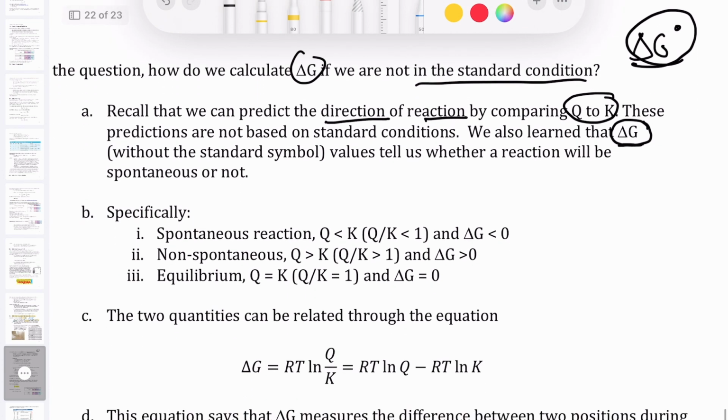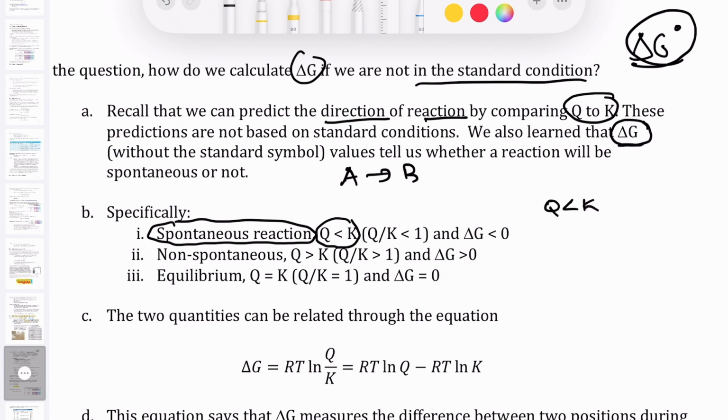So we can put both of the quantities together and try to relate them in an equation. Specifically, if we have a reaction A goes to B, spontaneous means it's going to go towards B on its own. We know that the Q should be less than K when we calculate it. If Q is less than K, that means Q over K should be less than 1.